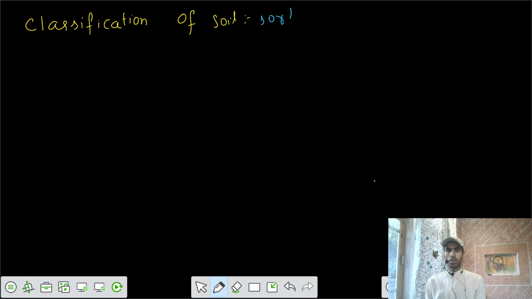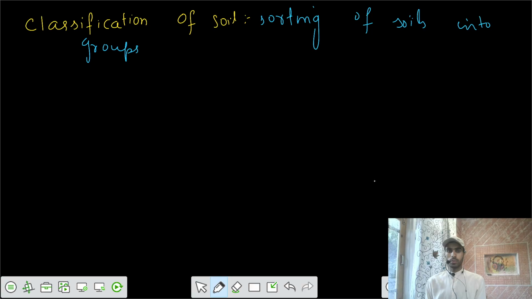Here we have the lecture on classification of soils. Classification of soil is actually sorting of the soils into different groups.